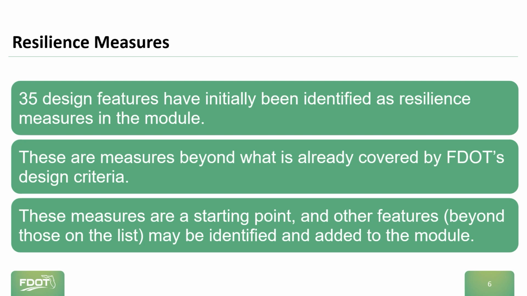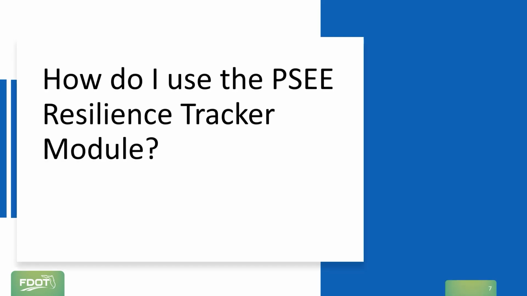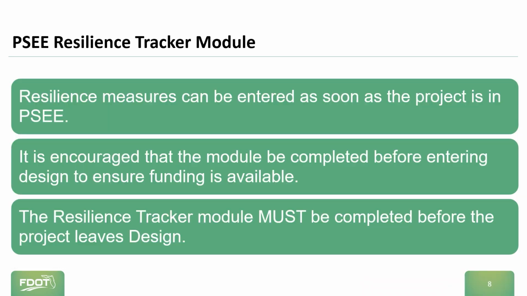How do I use the PSEE Resilience Tracker module? As soon as a project is available in PSEE, the Resilience Tracker module becomes available. You may enter resilience design features and measures at any time after that. It is highly encouraged to perform the resilience measures evaluations before the design phase to ensure that enough funding is available to cover the scope.